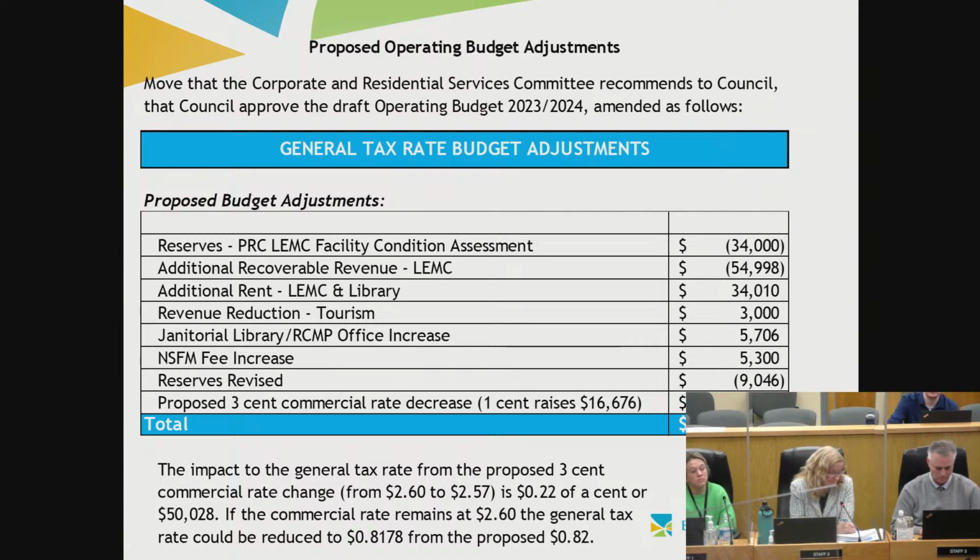I mean, comparing us to HRM makes absolutely no sense when HRM's tax rate is going up every year by 2.9% just for their green fund alone on their general rate, not to mention whatever increases they have for all their services. So I think we need to look at comparable size business areas and have that come back.